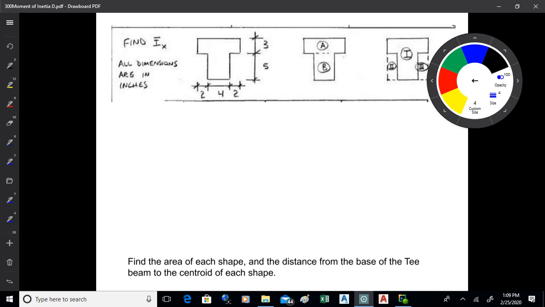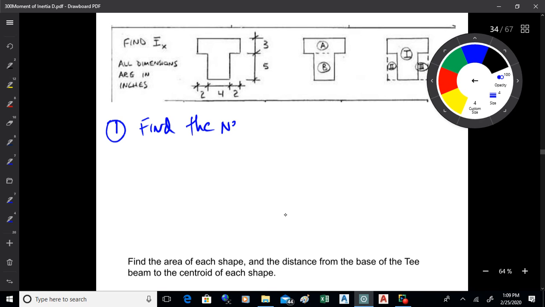So I have a T-beam. Now the first thing I want to do is figure out where the neutral axis is. So step one, find the neutral axis, okay? Now we're finding I bar x, so that means we want to find y bar. Okay, that's what we want to do. So that's the first thing to do.